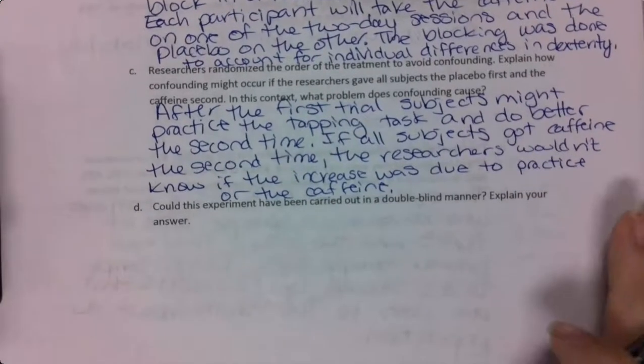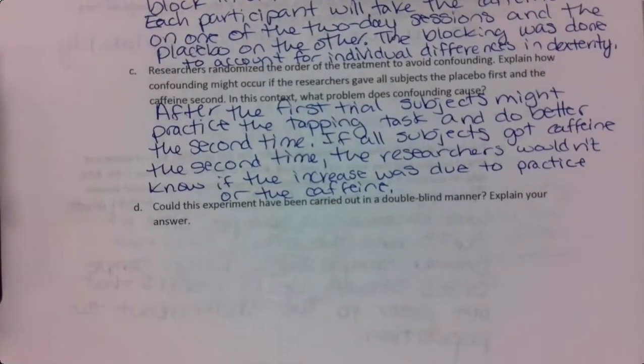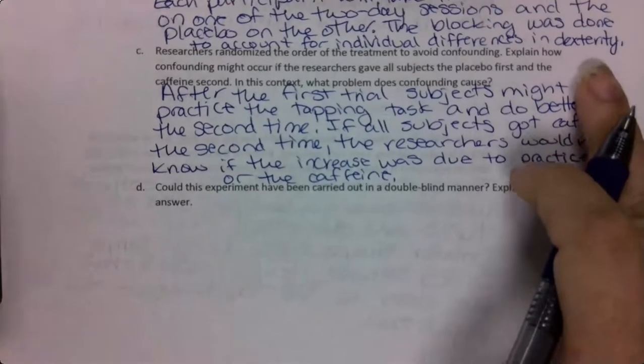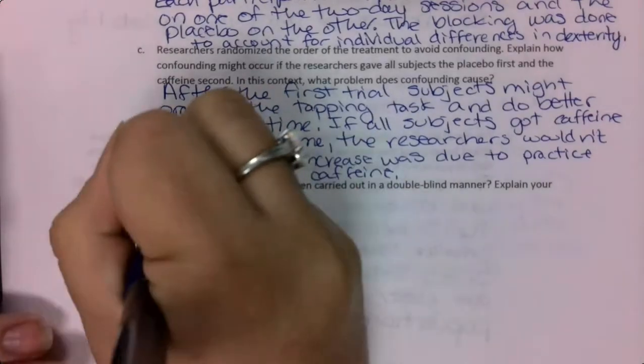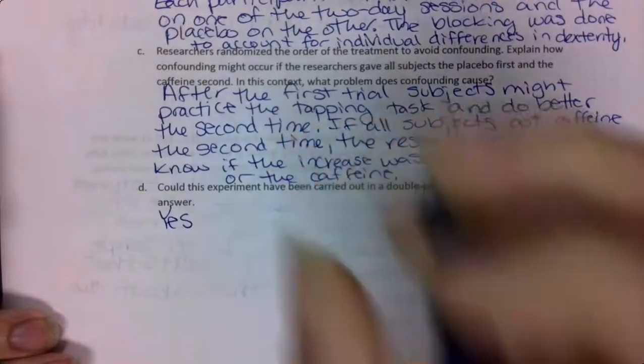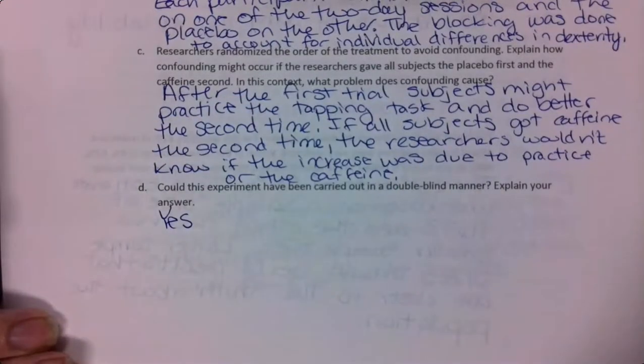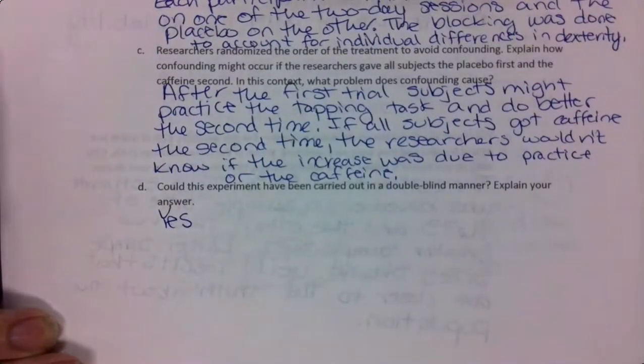D is asking me if I could have done this in a double-blind manner. So right now it's single-blind because only the participants don't know what's happening. But double-blind would mean also the researchers, not the researchers, the people who are in the room with them recording their answers might also not know. So this would be fine. If neither people knew, then they wouldn't know the order of the pills.